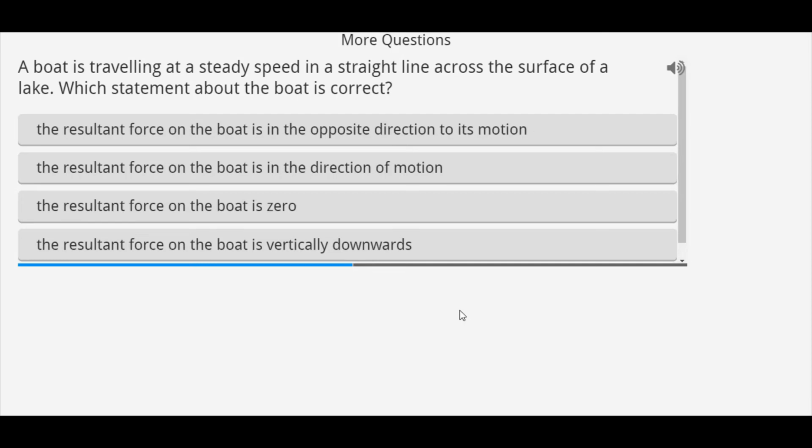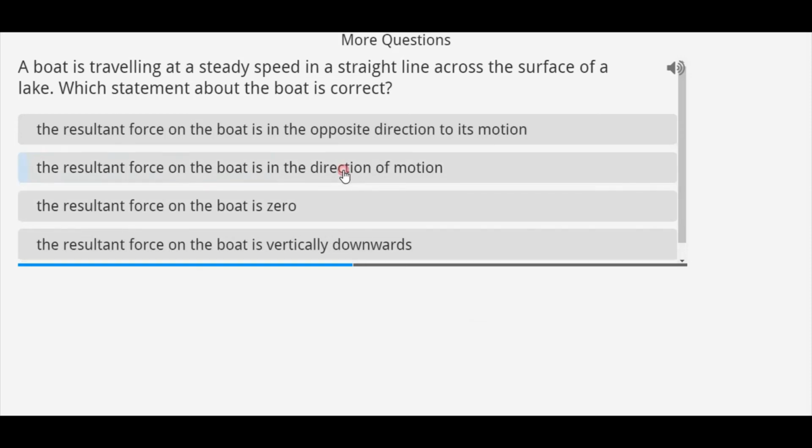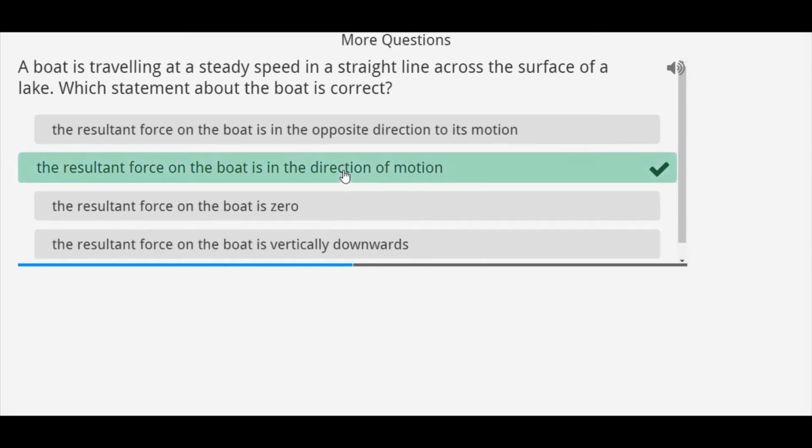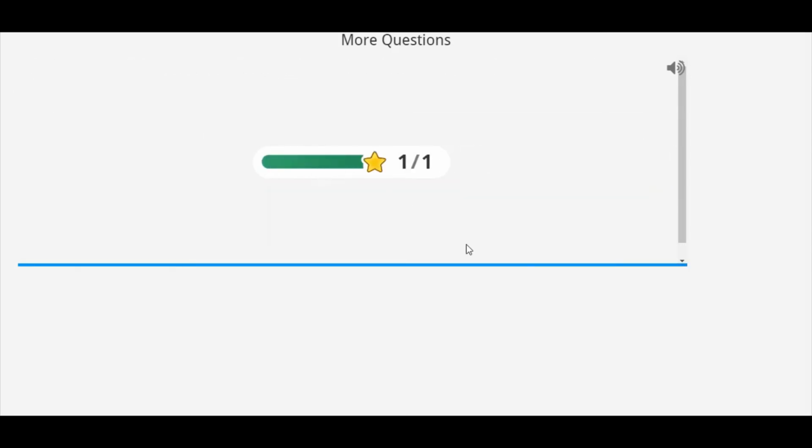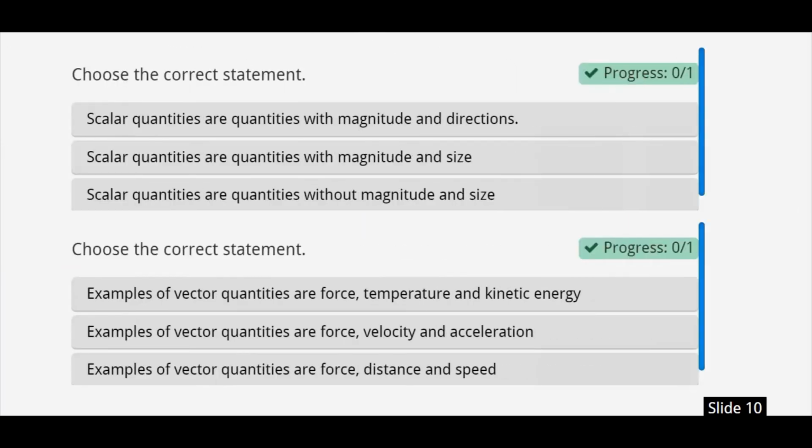The resultant force on the boat is 0. No, that means the boat will be stationary, and that is not feasible on a lake. The resultant force on the boat is vertically downwards. No. So the resultant force on the boat is in the direction of the motion. Let's check. Correct.